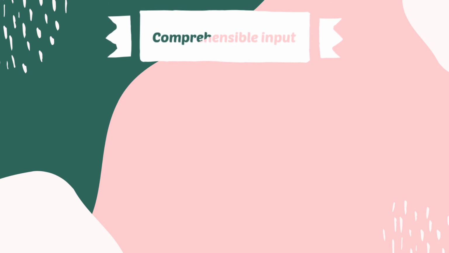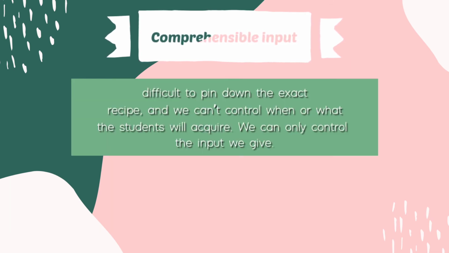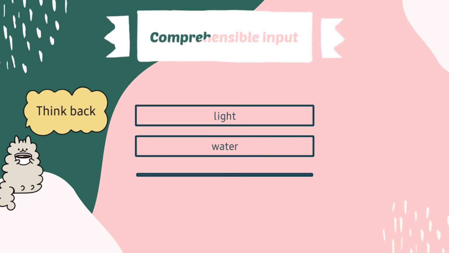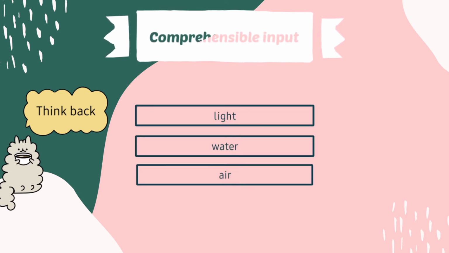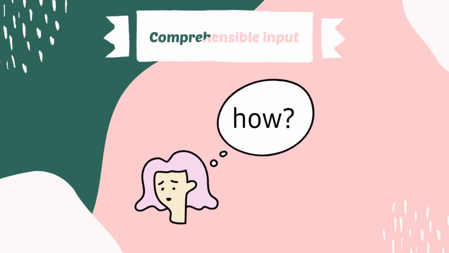Comprehensible input needs to be compelling and repeated in different contexts at different times in interesting ways. It's difficult to pin down the exact recipe, and we can't control when or what the students will acquire. We can only control the input we give. So, think back to the plant graphic above. We can manage the light, the water, and the air the plant receives, but the growth itself isn't something in our control. So, it's up to the learners how they comprehend the input we give to them.